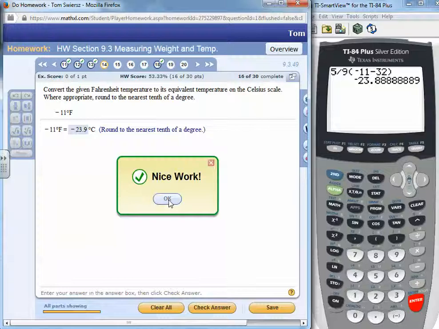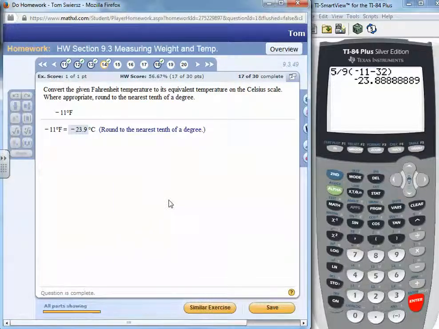Okay, we're going to stop this session at problem number 14, or homework exercise 14.